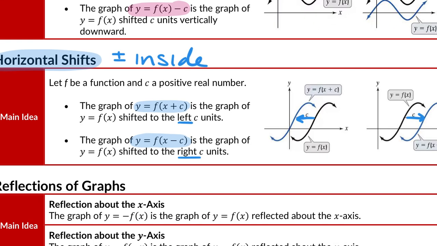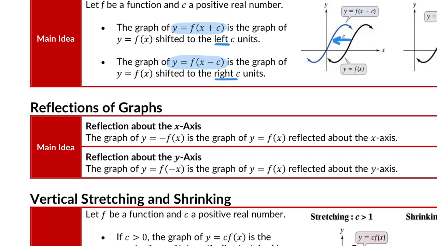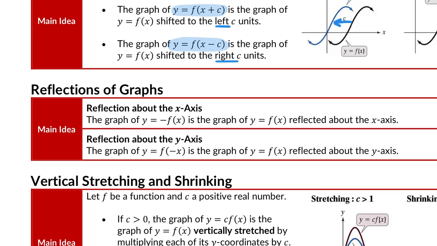Then we have our reflections. Like looking in a mirror and seeing the opposite, a reflection is how you flip a graph over certain axes. The first one is a reflection about the x-axis, which means flipping over the x-axis. This occurs when you have a negative put in front of the entire function. This is how you get a sad parabola.